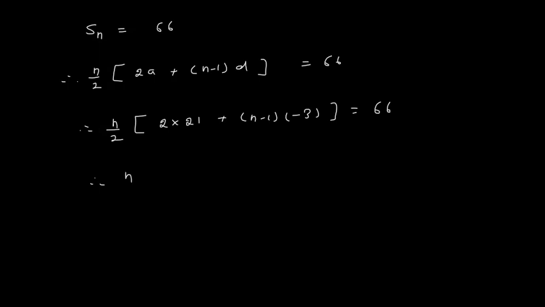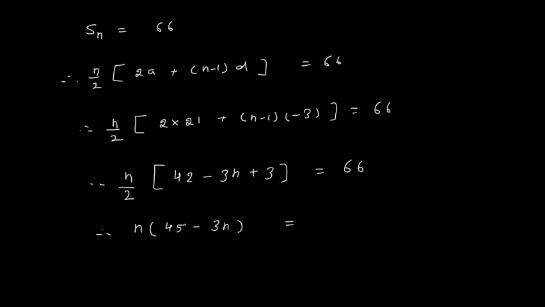So therefore here it is n divided by 2, this is 42 minus 3n plus 3 is equal to 66. So therefore this will be a quadratic equation. This 2 will go there and I will open this bracket, or let us write n into, this is 45 minus 3n is equal to, here it will be 66 into 2.